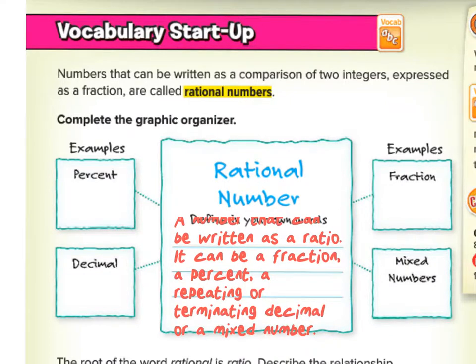So a rational number is a number that can be written as a ratio. It can be a fraction, a percent, a repeating or terminating decimal, or a mixed number. Now, what do I mean by, I had to be specific when I talk about the decimal. I said repeating or terminating. If you have a number that goes into the decimal place and it never ends and the number continues on, such as pi, that is called an irrational number.